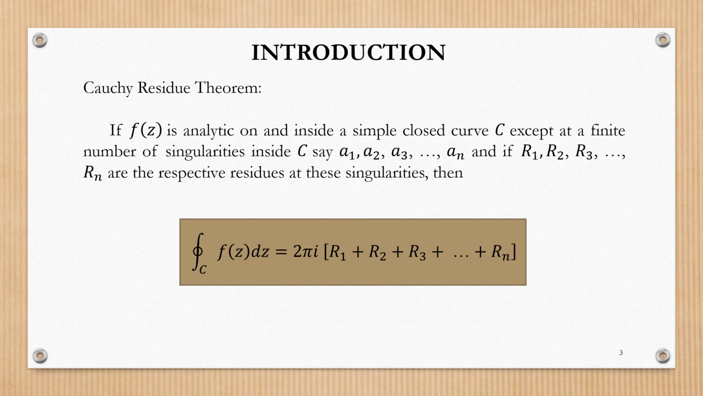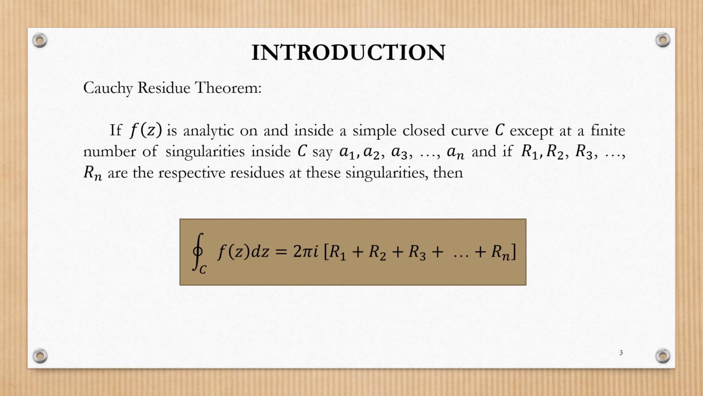Cauchy residue theorem statement. If f of z is analytic on and inside a simple closed curve C, except at a finite number of singularities inside C, say a1, a2, a3 up to an, and if r1, r2, r3 up to rn are the respective residues at these singularities, then integral over C f of z dz equals 2 pi i into r1 plus r2 plus r3 plus so on up to rn.